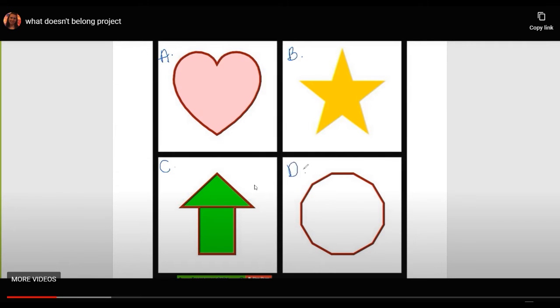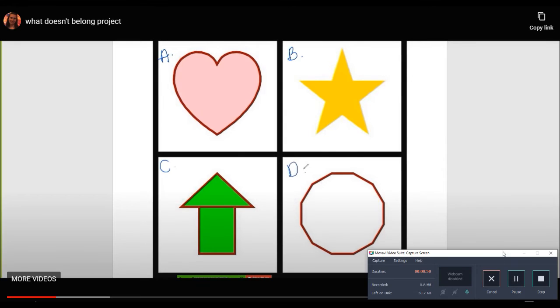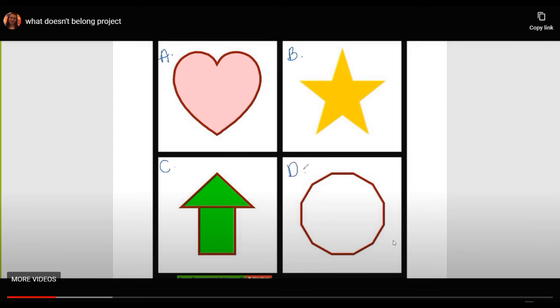I'm going to write A, B, C, D here because the A, B, C, D labels are going to help me. Okay, it seems like it's working. So as I was saying, I'm labeling each of these boxes A, B, C, D, so that when you write out your reasons why each one doesn't belong, I know which shape you're referring to.